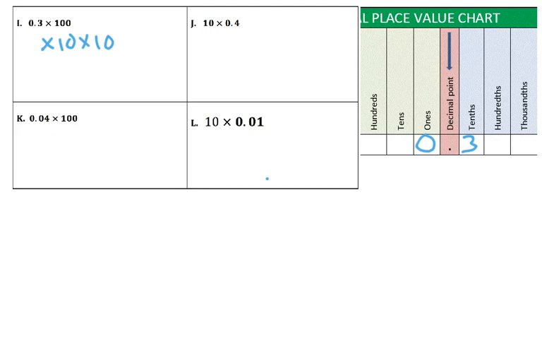So the 3 isn't just going to go over to the ones place, it's actually going to go all the way over to the tens place. So we end up with this. 3 in the tens place, that would mean there has to be a 0 in the ones place. So this would end up equaling 30.